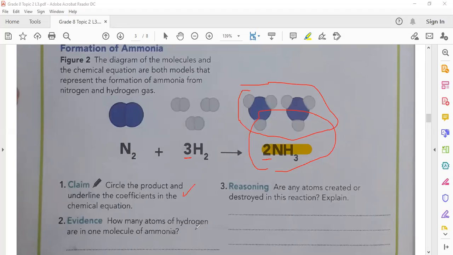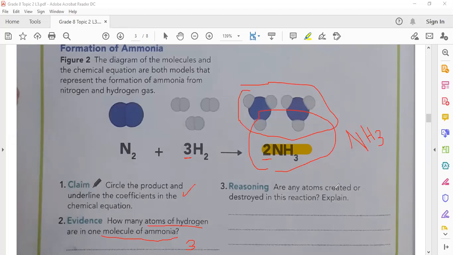How many atoms? Notice. Many students made a mistake in this. How many atoms of hydrogen are in one molecule of ammonia? This is 3. This is two molecules of ammonia, not one. So if in two molecules we have 6, in one molecule we have 3, because one molecule of ammonia is NH3. Understood? So 2 means that we have two molecules of ammonia.